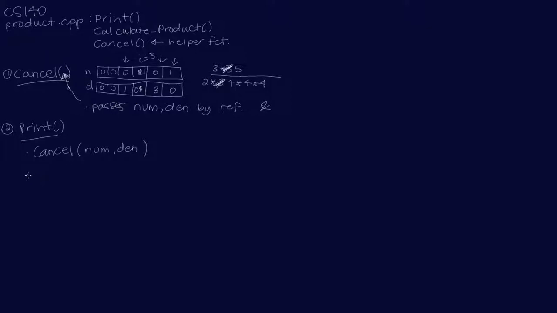Okay, so after we call cancel, we need to split printing up into two different sections. First, we're going to just think about printing the numerator.